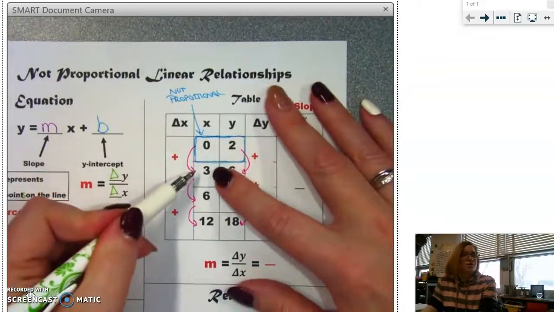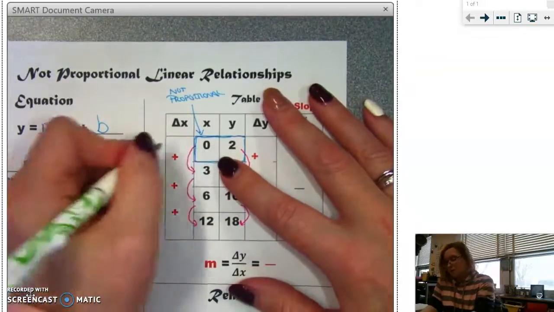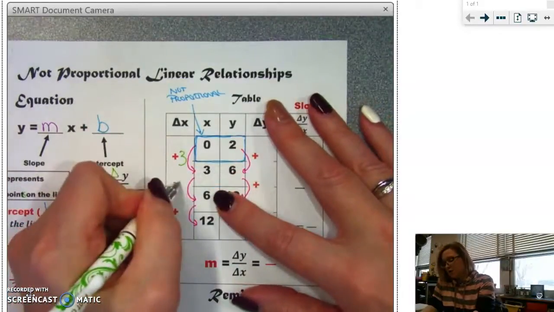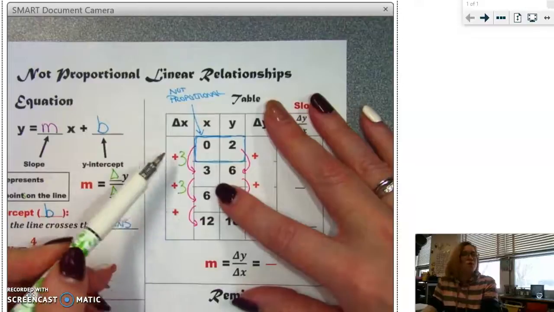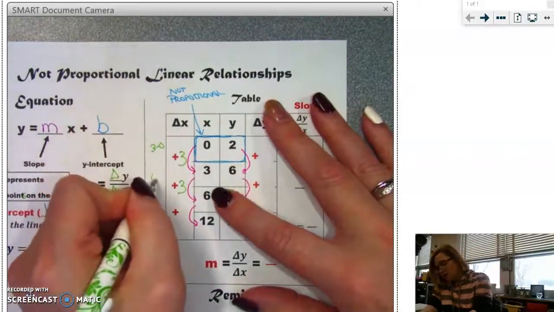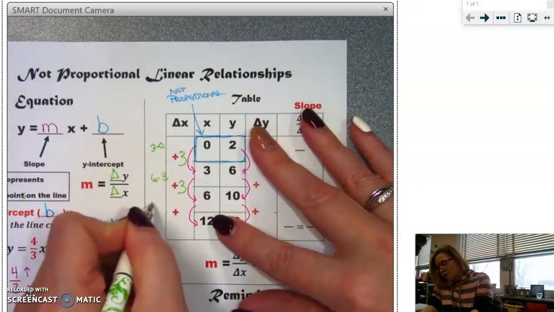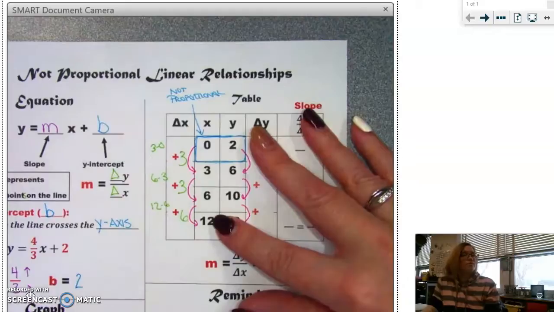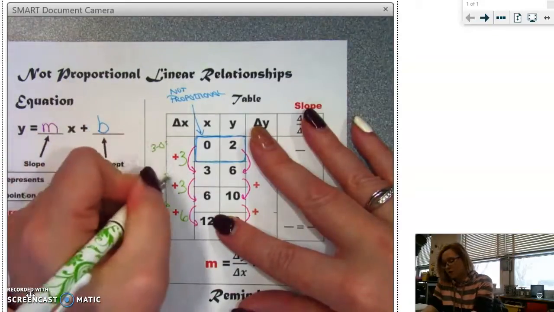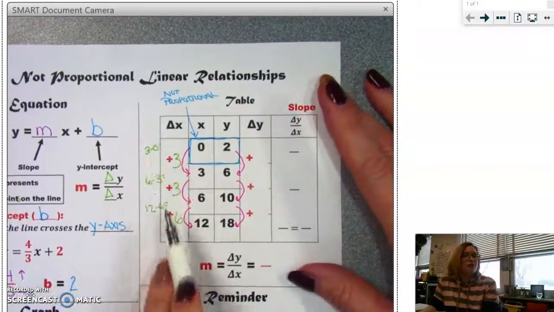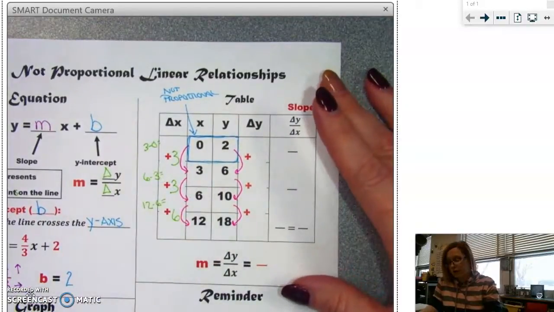To go from 0 to 3, it's basically 3 minus 0. That's a change of 3. To go from 3 to 6, that'd be another change of 3. Remember, you can always subtract if you need to. 3 minus 0, 6 minus 3. This one would be 12 minus 6, so that'd be a change of 6. So feel free, you can write those down on the side just so that you can see that you are subtracting the difference of the y's and the difference of the x's.